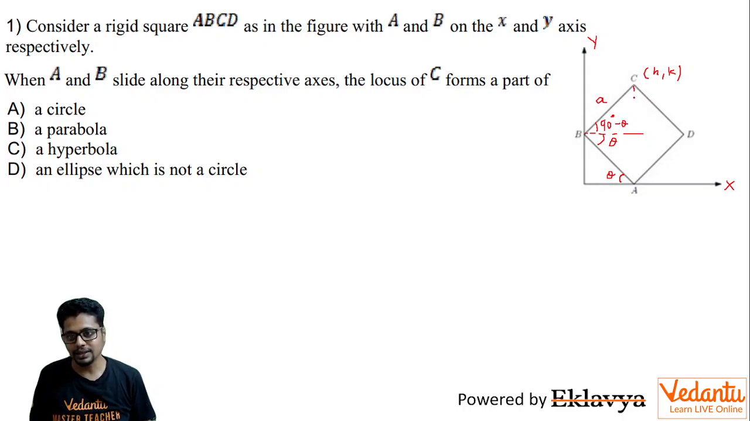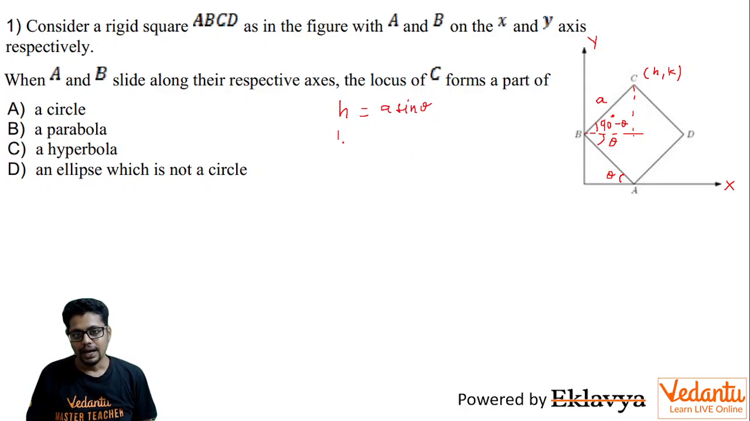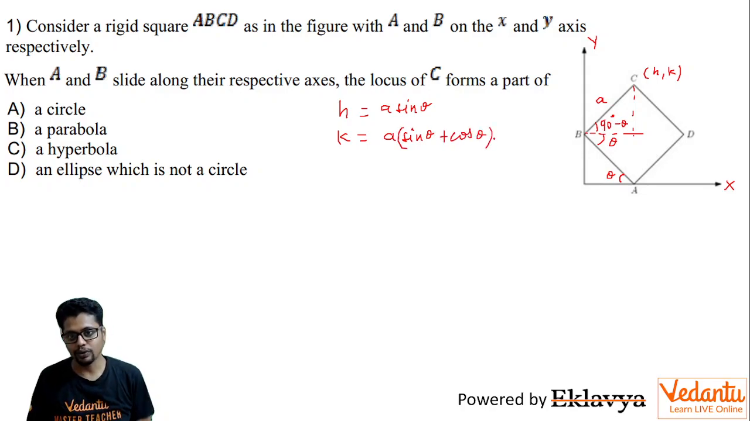So in this case you can say the x coordinate of this point C, which we are calling as H, would be what? It will be A cos 90 degree minus theta. So basically it becomes A sin theta. And the y coordinate would be what? It will essentially be this distance, which essentially is A sin theta, plus this distance, which is essentially you may say A sin 90 degree minus theta, which is A cos theta. So this is what we get.